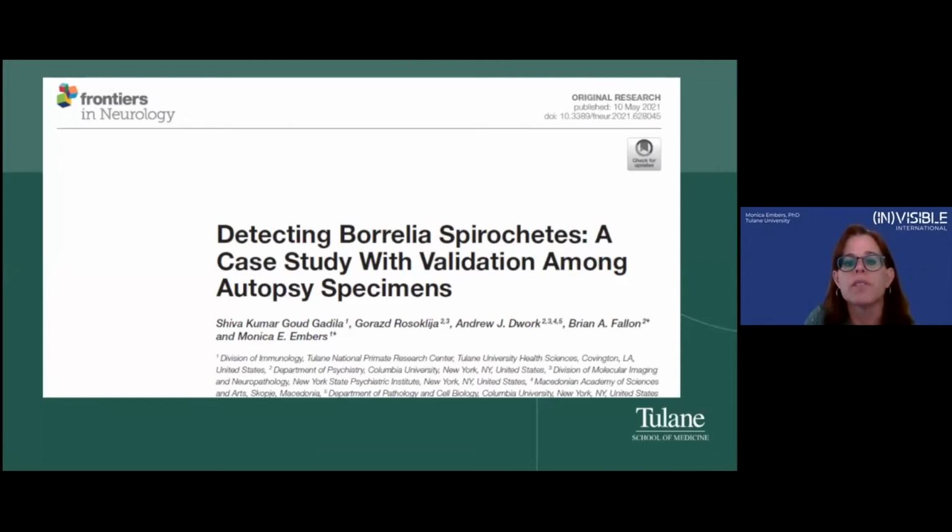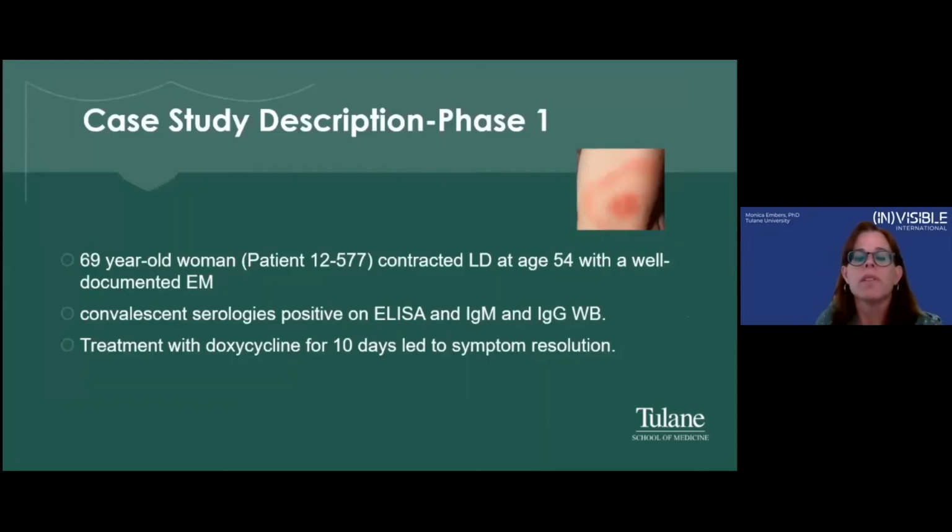So this is a case report of central nervous system autopsy specimens that came to our lab, and I'll discuss the patient's clinical history. This woman was 69 years old, and she contracted Lyme disease at age 54 with a well-documented erythema migrans rash. Her convalescent serologies were positive on ELISA and IgM and IgG Western blot. She was treated with doxycycline for 10 days, which originally led to symptom resolution.